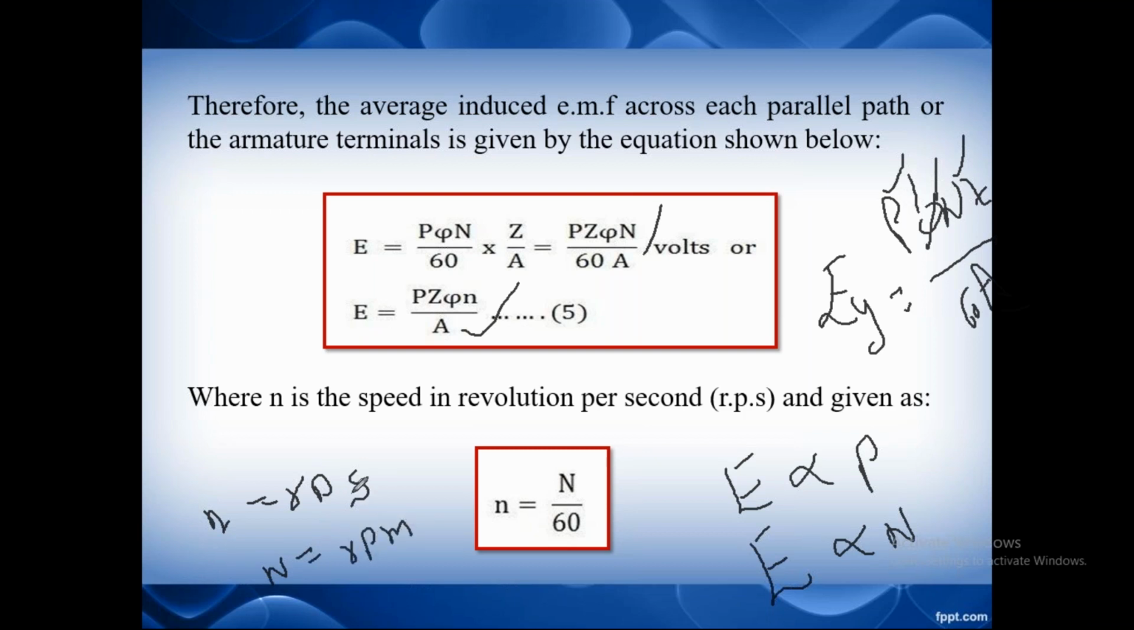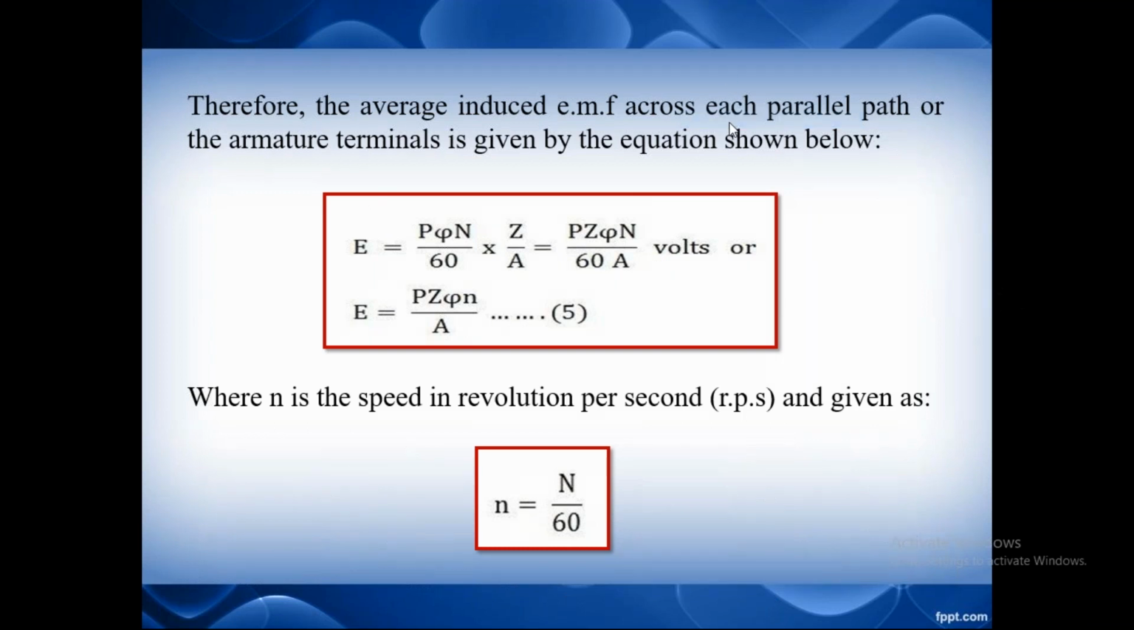So keep in mind, sometimes in a problem they give the speed in RPS. Then if you multiply with respect to 60, remember it this way. And your final equation is Eg = P φ N Z divided by 60A.